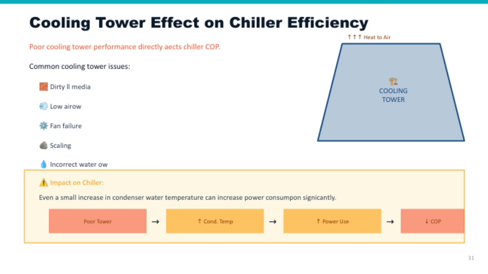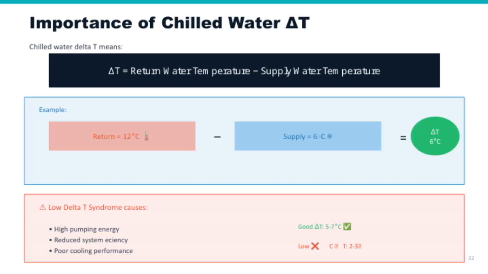When the tower struggles to transfer heat to the air, the chiller works harder, and that drives up energy consumption. It's a chain reaction we can't afford to ignore. Let's talk about chilled water delta T, the temperature difference between supply and return water.